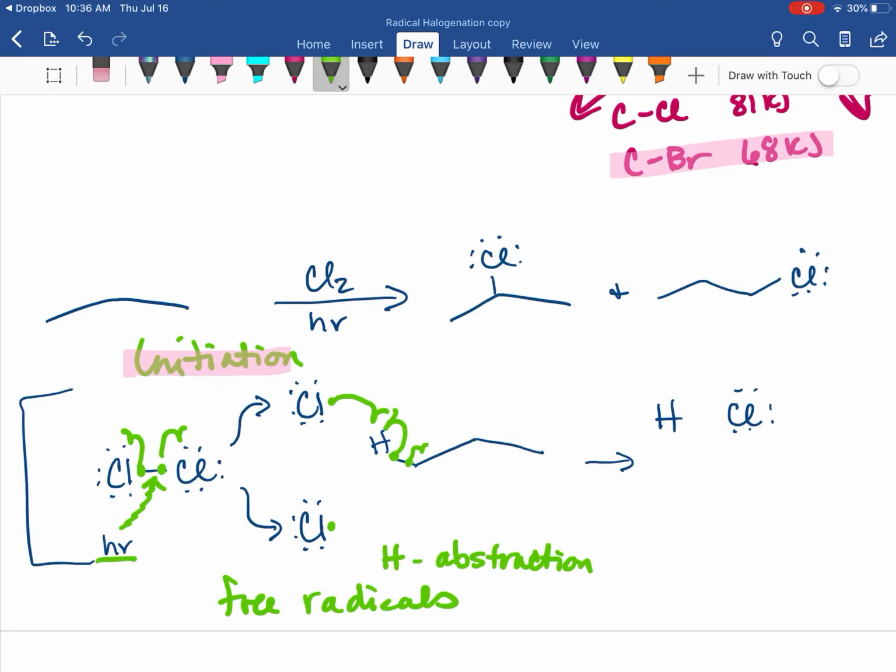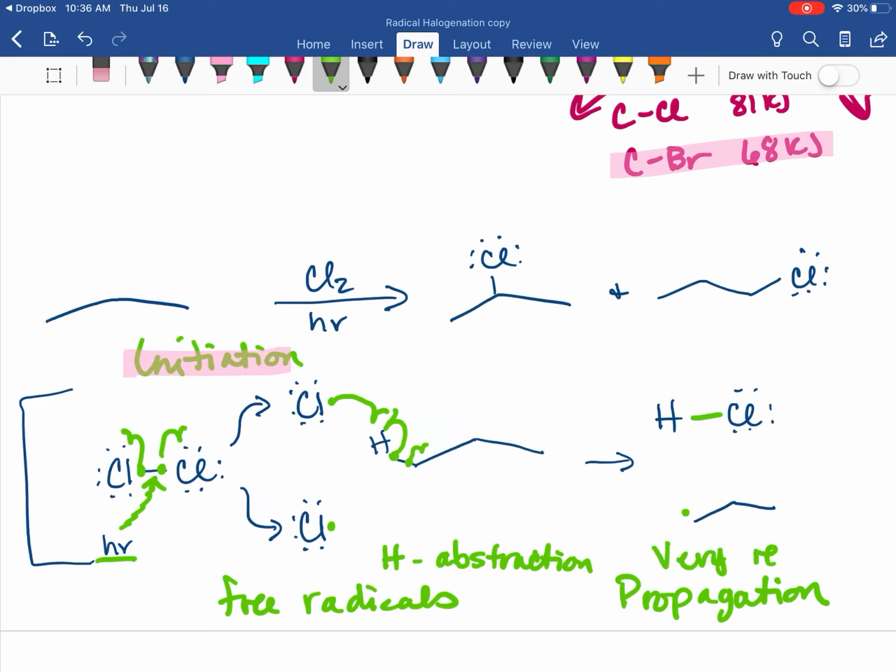All right, so what are we actually making? Well, first of all, we just formed a bond between hydrogen and chlorine. So we just made HCl. And then let's track our electrons. Didn't we leave behind an electron right here? Absolutely. Okay, this step is called propagation.